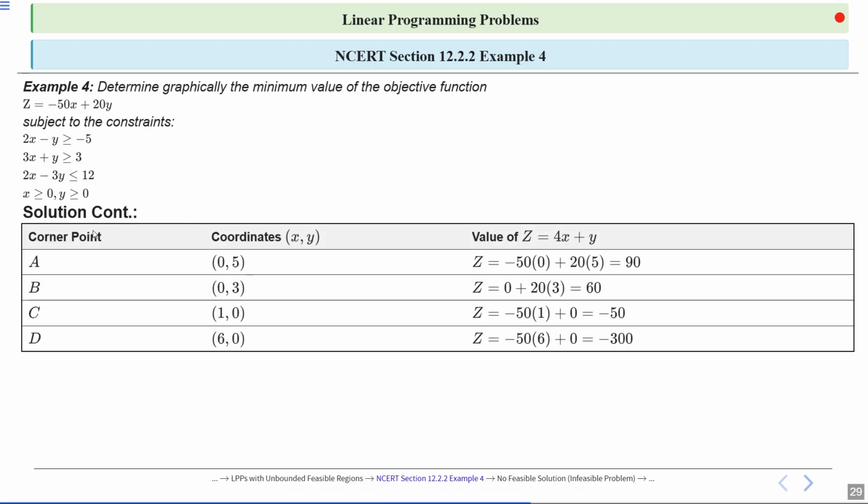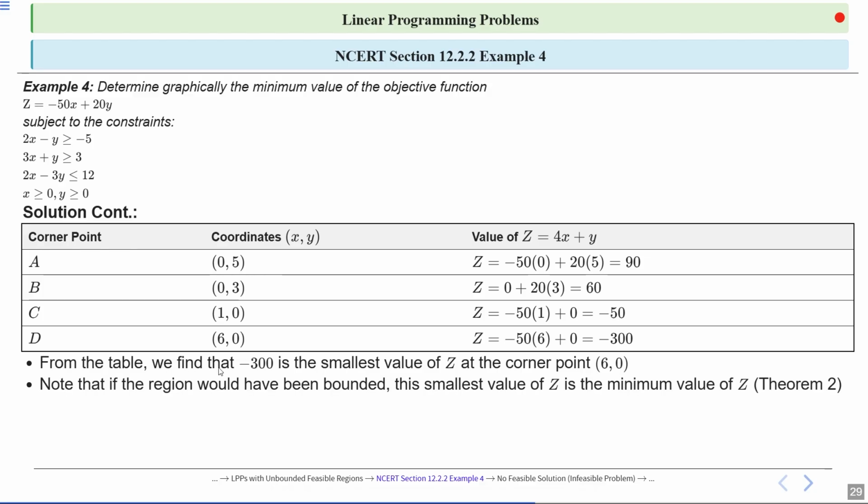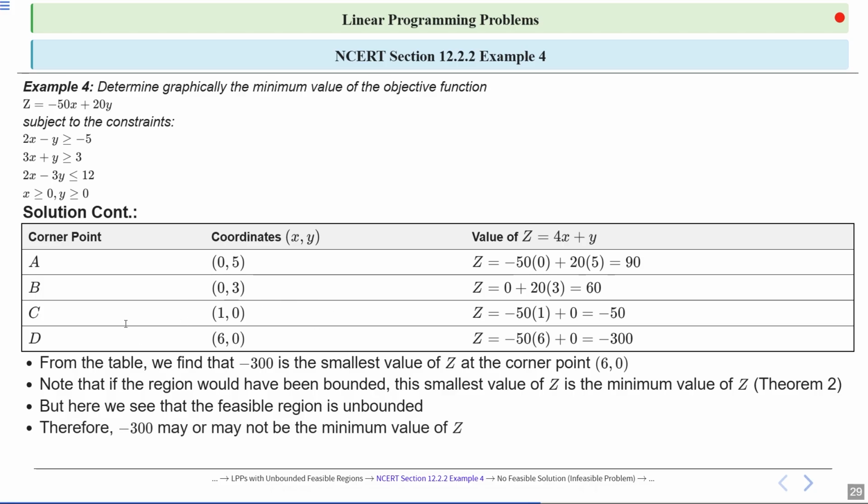Okay, so here we evaluated the values of Z at points A, B, C and D. From the table we find that minus 300 is the smallest value of Z, at the corner point (6, 0). Note that if the region had been bounded, the smallest value of Z would be the minimum value of Z. But here we see that the feasible region is unbounded. Therefore, minus 300 may or may not be the minimum value of Z.